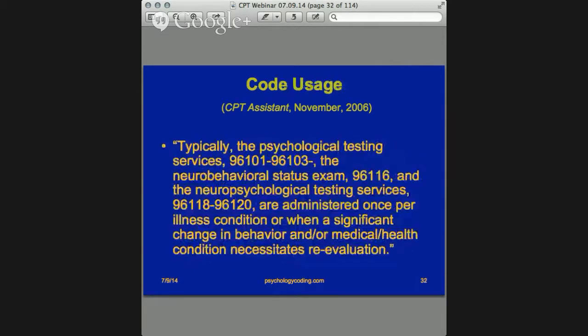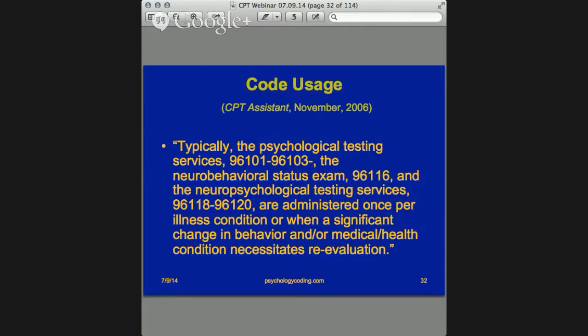All right, typically psychological testing codes 101 and 103 and the neuropsych testing codes are administered once per illness condition, or when a significant change in behavior or medical condition necessitates reevaluation. Screening is not reimbursable. Repeated evaluations because you think they may be correct is not appropriate. You should theoretically have an illness condition or a significant change in behavior, or there's a health condition.